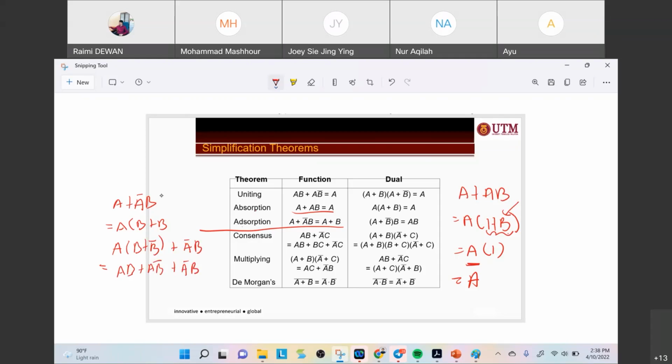Okay. So this one is this one, A bar B is one zero, one zero.